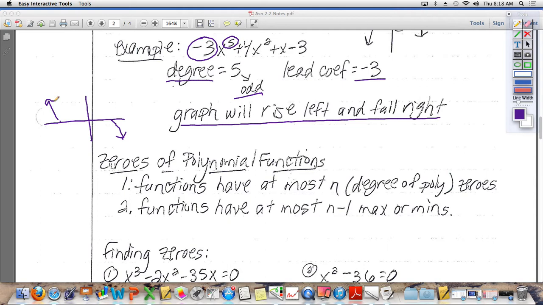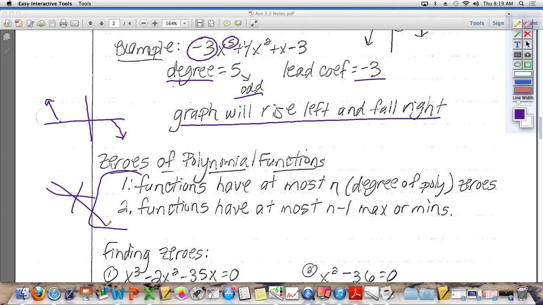If the degree was 10, how many zeros could it have? 10. Now, does it have to have 10? No, it could have as many as 10. Functions have at most n minus 1 maximums or minimums. So if you have degree 5, how many max or mins does it have? 4. It could have as many as 4 maximums or minimums. Probably important information.